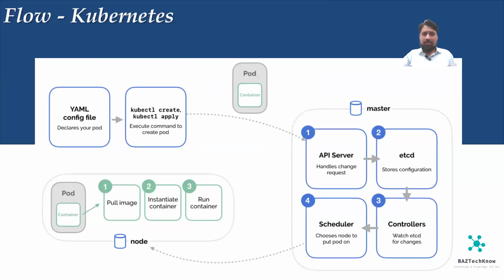So this is the flow which I was just describing a little while earlier: a request from the user in the form of a YAML file or maybe a single line command, saying that I need a pod. It comes to the API server, which is a main part of the master node, and the master node gives it to the worker node to implement. So it's the same thing.